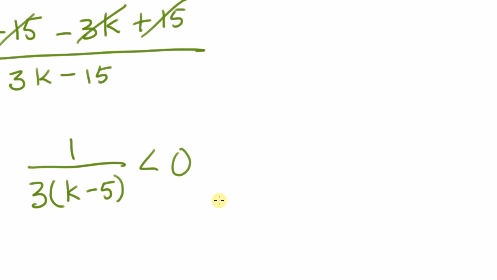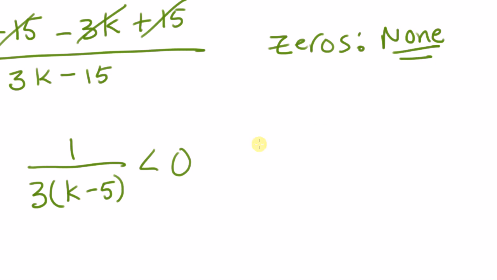Okay, so now we want to know where our zeros are. Well, there are none. Nothing in the numerator. It's always going to be 1. Which means my values are probably always going to be, you'll see.